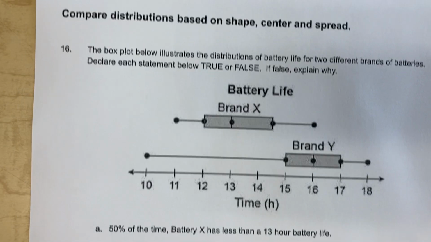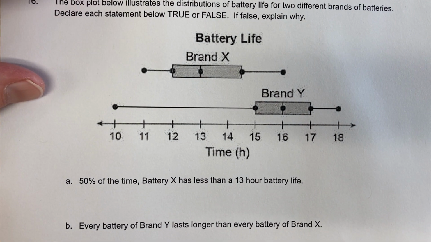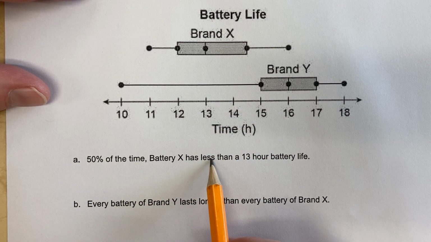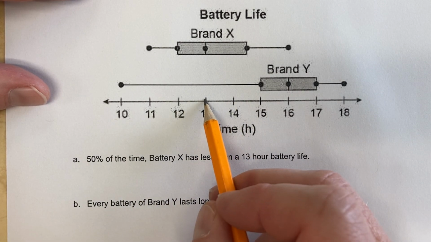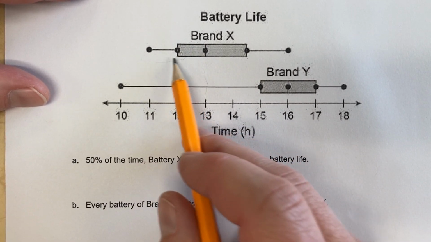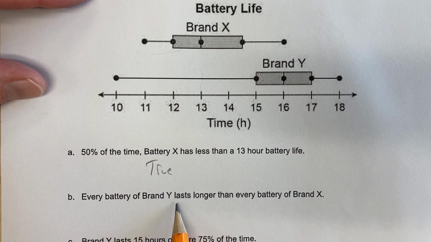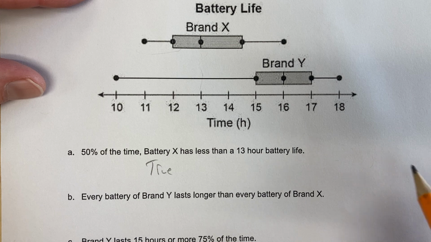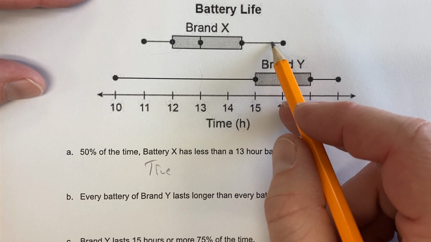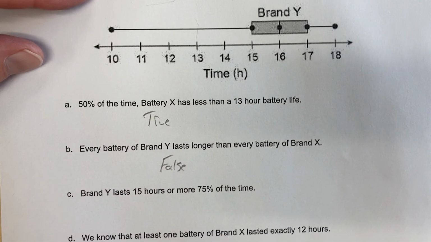All right, now we have two different things given to us, and we're supposed to figure out whether these things are true or false. So this says 50% of the time, battery X has less than a 13-hour battery life. You can see that 13 is right there at the middle of this, so 50% of the time it's under that. This is a true statement. Okay. Every battery of brand Y lasts longer than every battery of brand X. That's not true. There's plenty of batteries here in brand Y that don't last as long as that, so that's a false statement. A lot of them do, but not all of them.